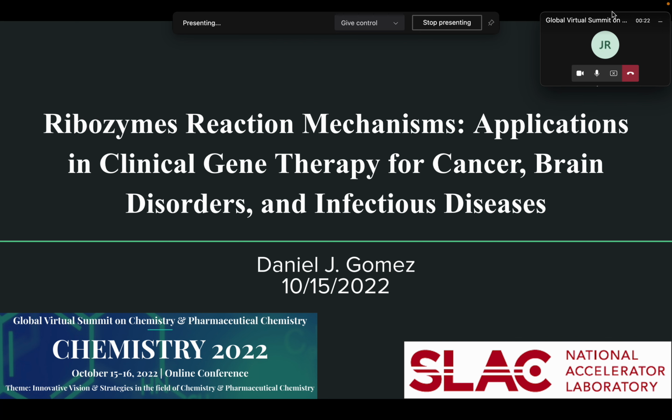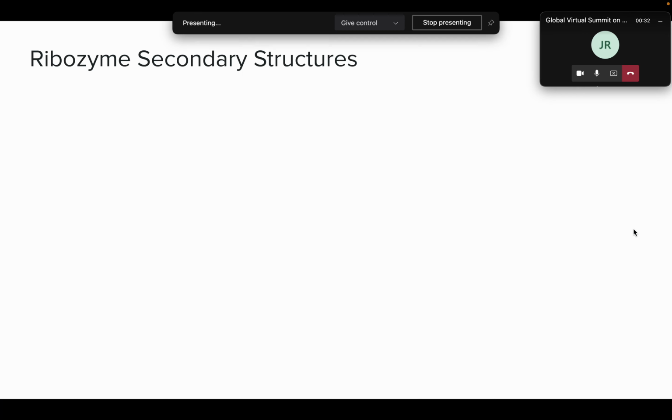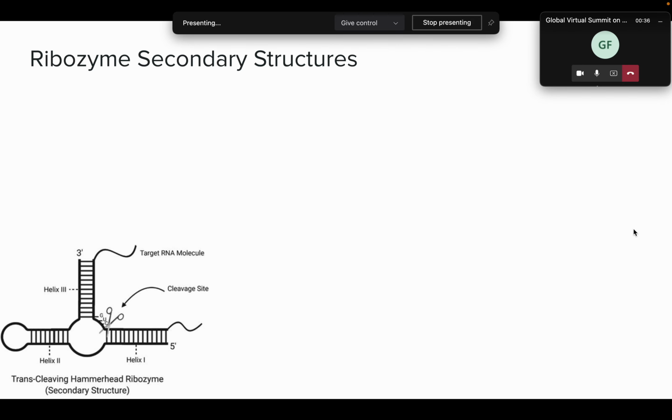This is about ribozyme reaction mechanisms and the applications in clinical gene therapy for cancer, brain disorders, and infectious diseases. So we'll start with ribozyme secondary structures.